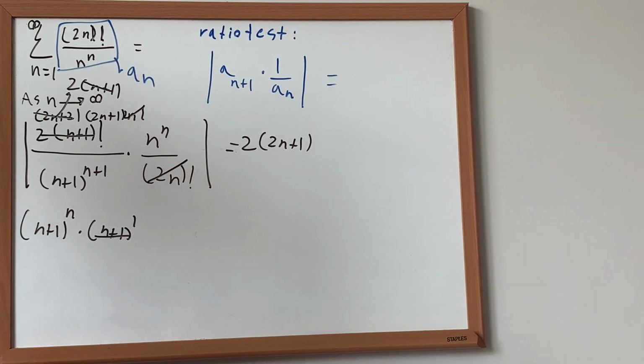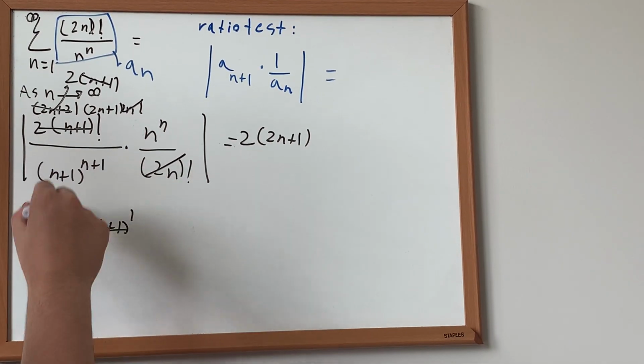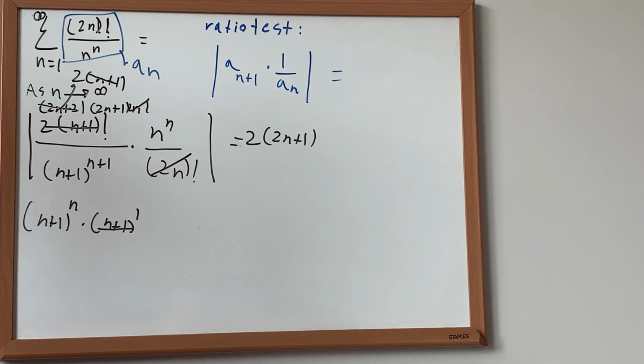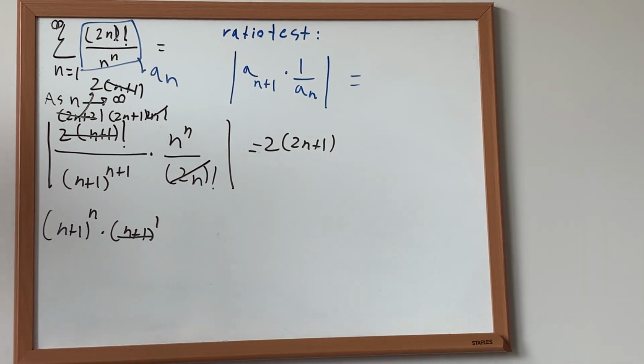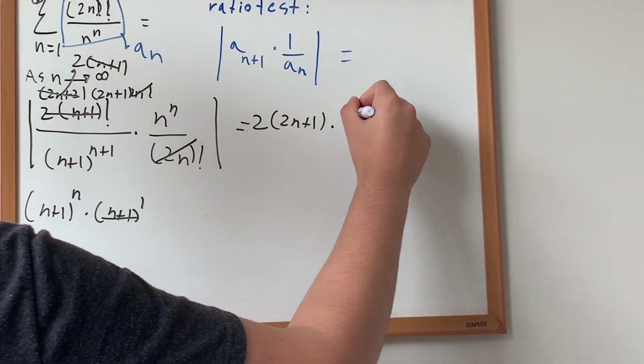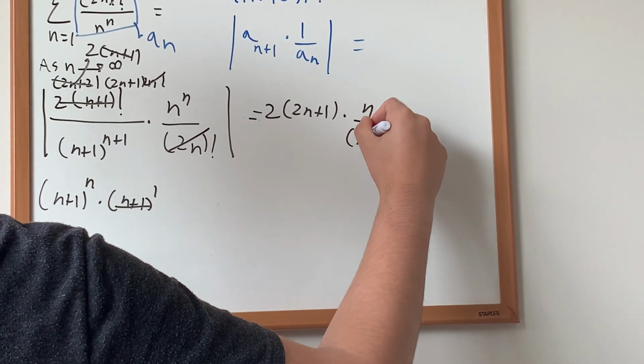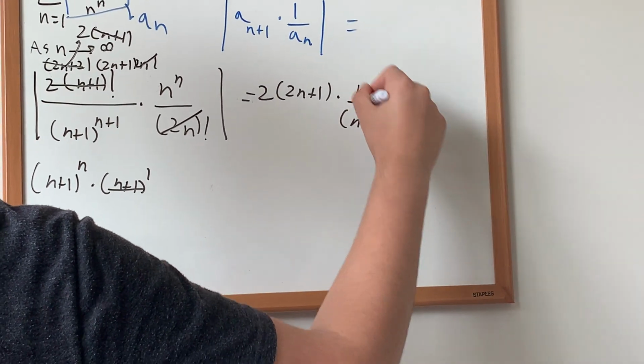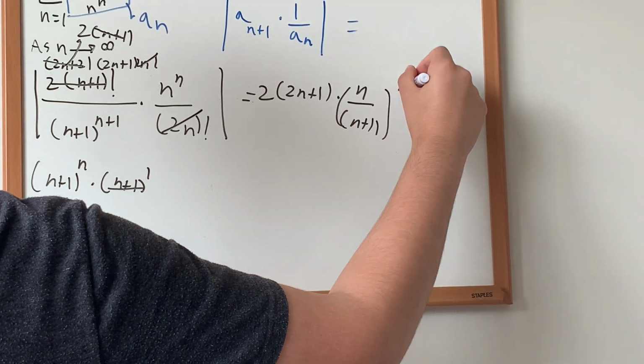And then multiply that, because we have these two terms that both have the nth power, we can write this as multiplied by n over n plus 1, all to the nth power.